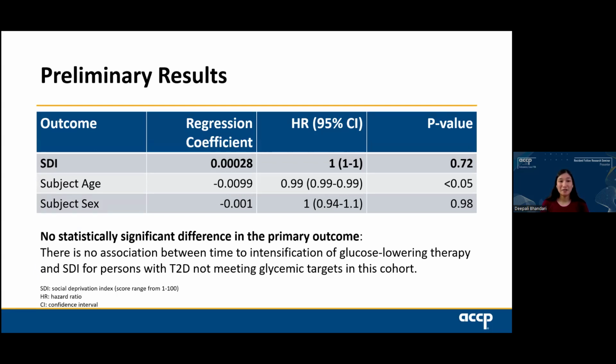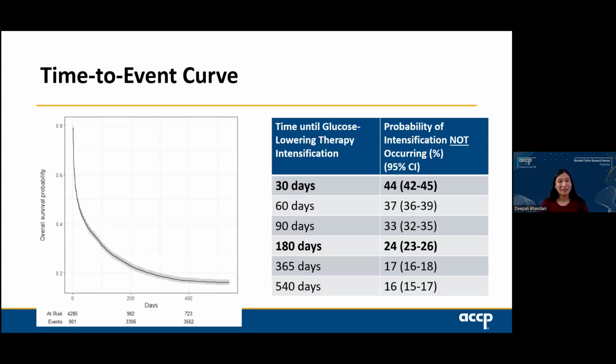And so there, we identified no association between time to intensification of glucose-lowering therapy and SDI for persons with type 2 diabetes not meeting glycemic targets in this particular cohort. The nice thing is we can also identify some other data like the time to event curve, and can see that most of the intensification, if it was to occur, actually occurred within the first 30 days. So this is a survival curve, but we actually want the event to happen. So although we're seeing this as a survival curve, it's actually a good thing that the glucose lowering therapy was adjusted.